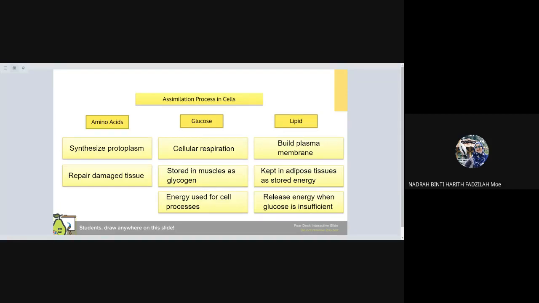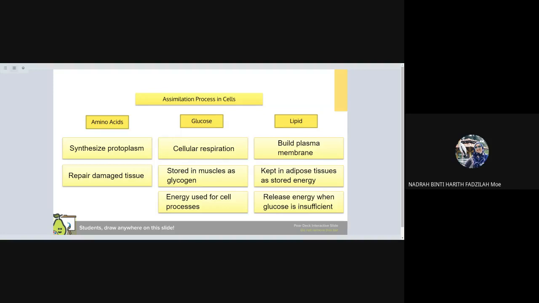And then untuk lipid pula, okay, lipid is used to build plasma membrane. As we all know, the main component of plasma membrane is phospholipid. Ha, dekat situ daripada nama dia pun kita tahu building block dia adalah lipid. And then lipid is also kept in adipose tissue as stored energy when there is no more glycogen. Glycogen dalam badan semua dah habis, then we will burn lipid to release energy when glucose is insufficient.